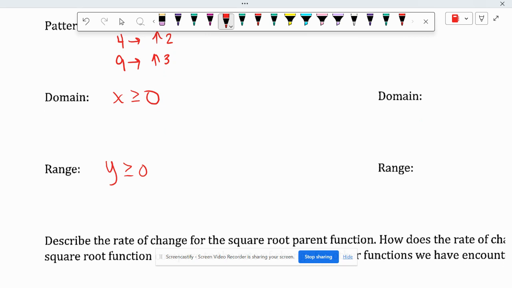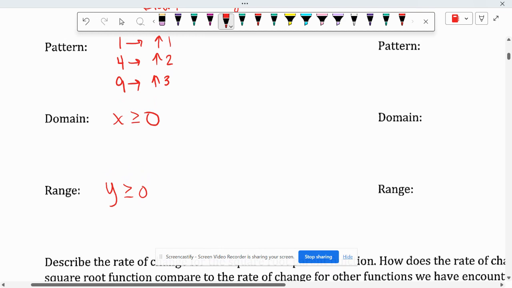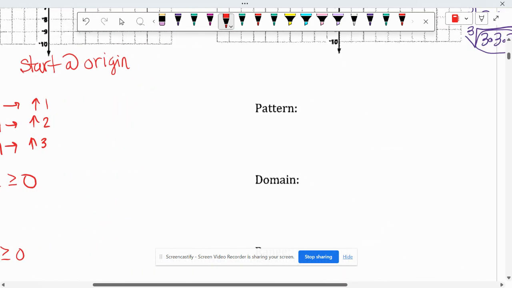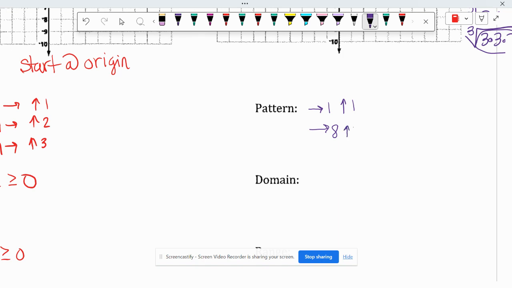Now let's look at the pattern for the cubic function, the cube root. So for the cube root, when I went to the right 1, I went up 1. When I went to the right 8, I went up 2. And very unlikely that you could move to the right 27, but if you were able to, you would move up 3.